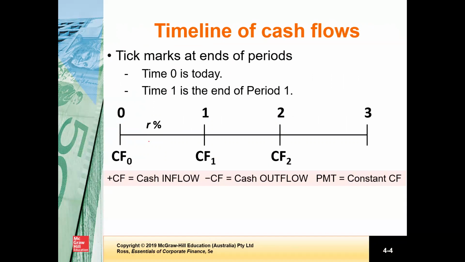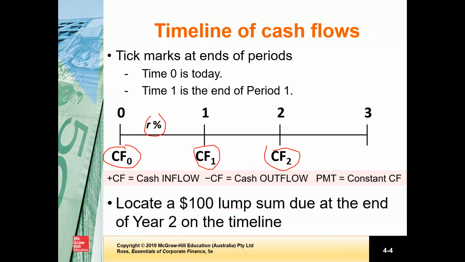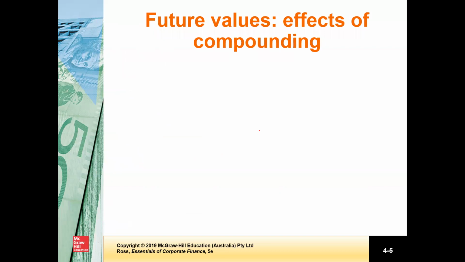So you can see that this is essentially the present value, or the value of the cash flow today. If we earn an interest rate, then this is the future value of this cash flow after 1 year, and this is the future value of the cash flow after 2 years. Look at a $100 lump sum due at the end of year 2. If we are investing $100 today, the value of this $100 after 2 years will be the future value.